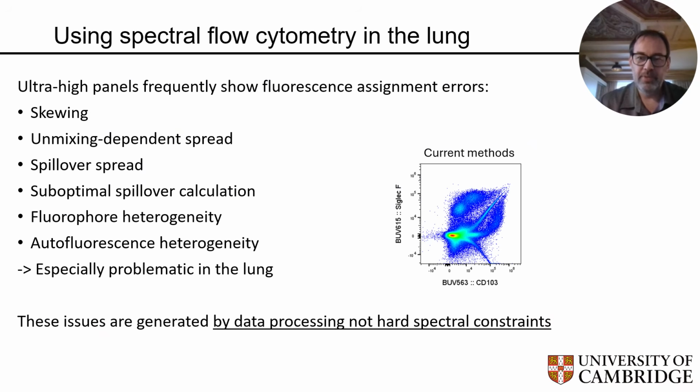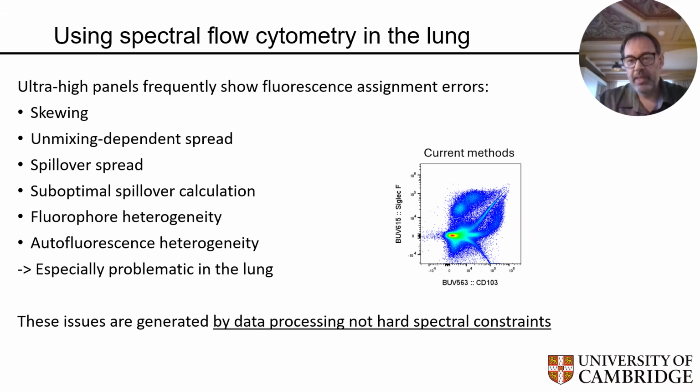Before I get into the science of the project, though, I want to spend just a couple of slides talking about some of the technical limitations. And this is because using spectral flow cytometry in the lung is quite challenging, especially if you're using an ultra high dimensional panel. It's generally true that ultra high dimensional panels frequently have fluorescent assignment errors. We have issues of skewing, issues of spread, we have suboptimal spillover calculation, and a lot of this is derived from fluorophore heterogeneity and autofluorescence heterogeneity.